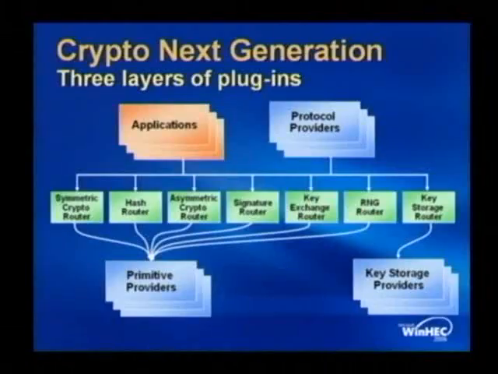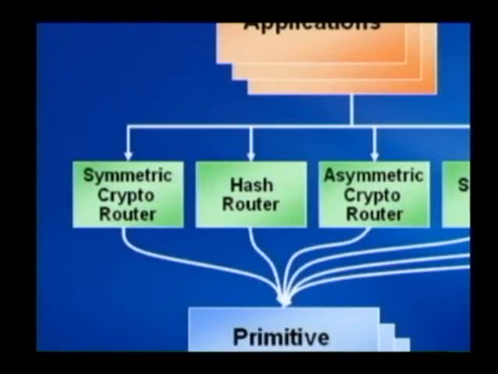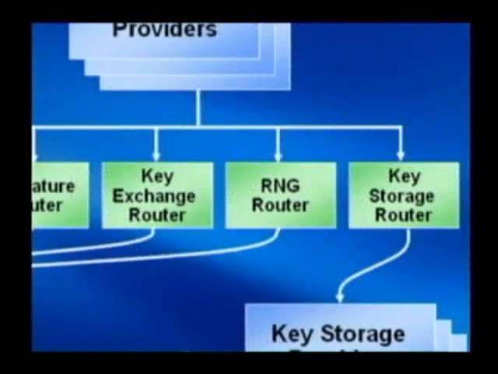So just to give you a high-level overview of the new architecture of CNG, let's start with the green boxes. These are actually the pluggable components that we have in the OS, or the classes of pluggable components that we have in the OS. So we're talking about symmetric cryptography, hashing routers, asymmetric signatures, key exchange, random number generation, and key storage routers.